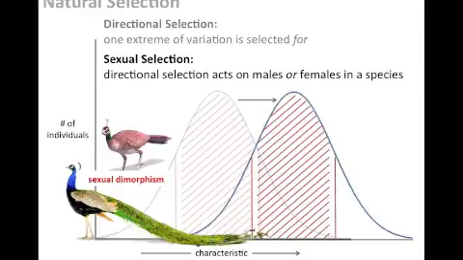So with sexual dimorphism, we see a difference in either shape or size or some sort of coloring, but the two sexes of a species look very different. Now humans are slightly sexually dimorphic, but not very much.